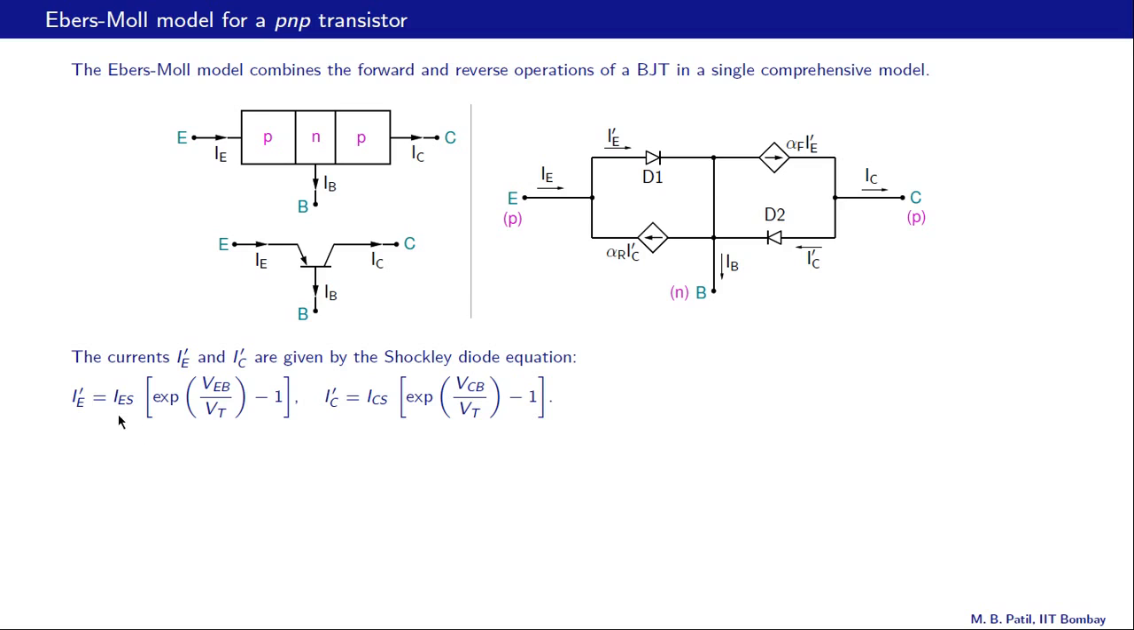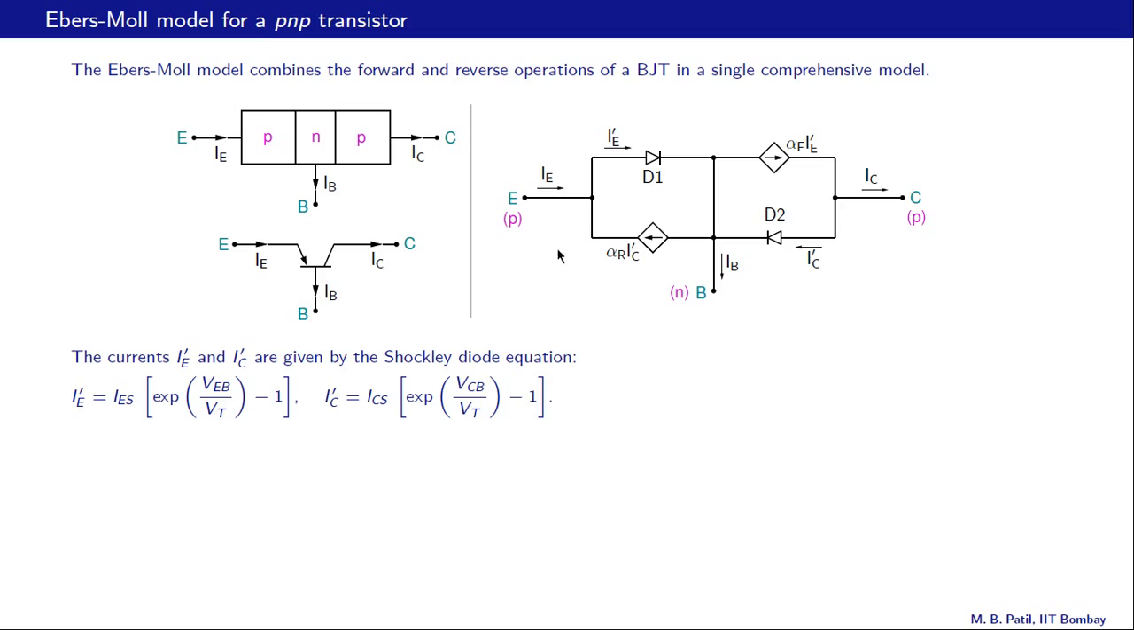These currents IES and ICS are very small, a picoampere or even smaller, and in normal operation this small current would get multiplied by this large exponential factor, and therefore we can get reasonable currents. So now we have the complete model.